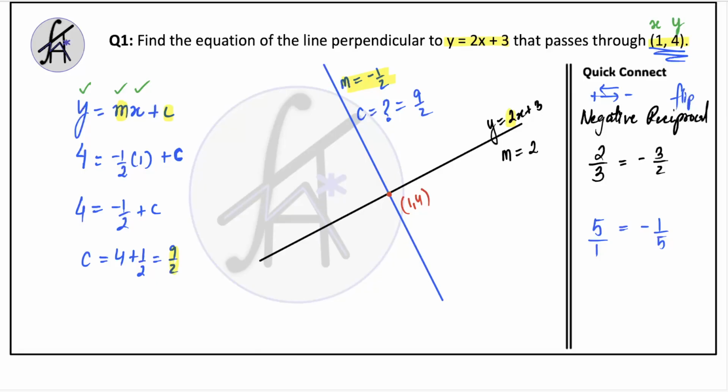So shall we write the final equation? The equation is just to plug the values in here. So the final equation is going to be y equals -1/2 x plus 9/2. And that's what your answer is. Hope that makes sense. Thanks a lot.